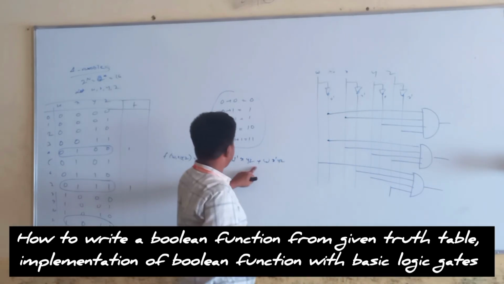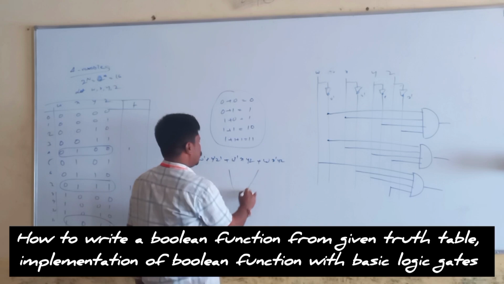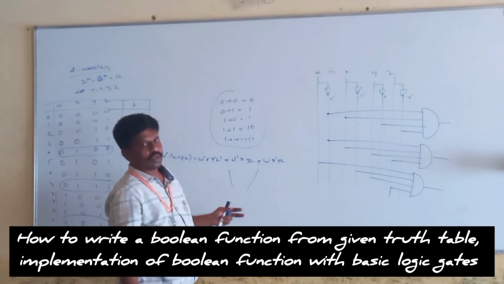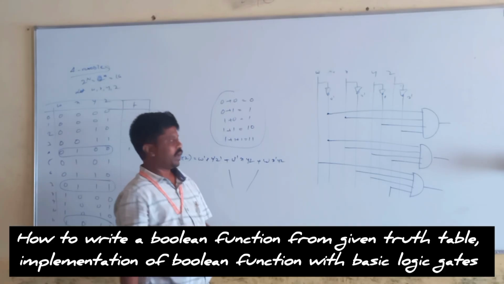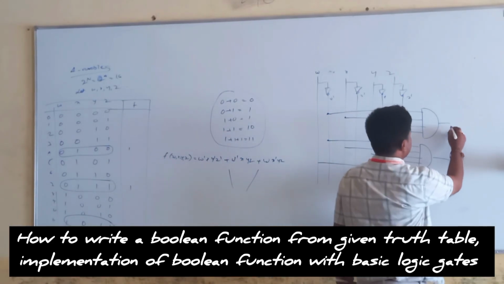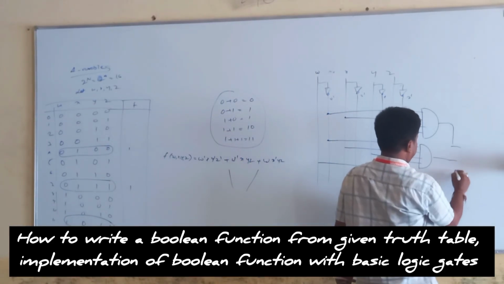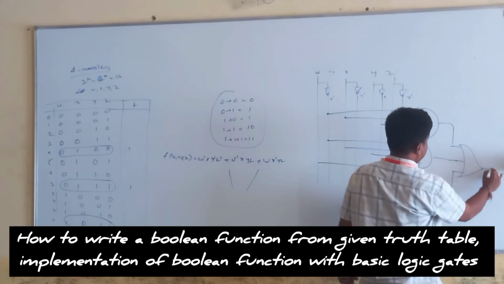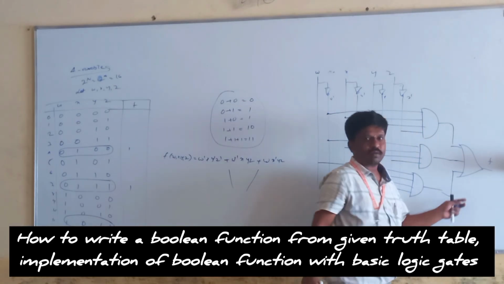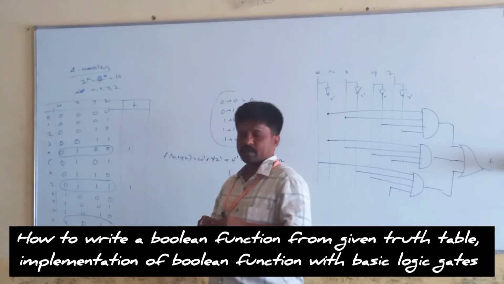For these terms we need an OR gate. Instead of having 2 OR gates, we can go with an OR gate with multiple inputs. This is the function: the OR of all the 3 terms in the boolean function.